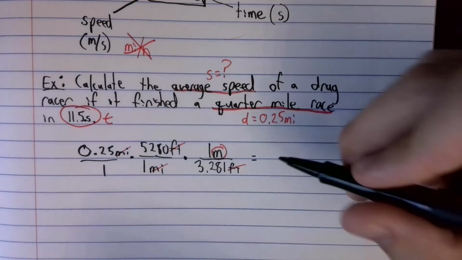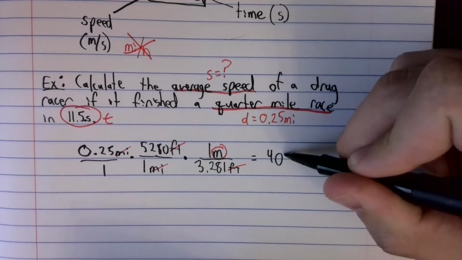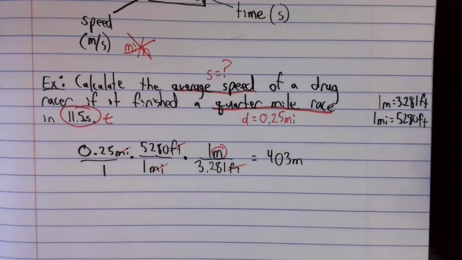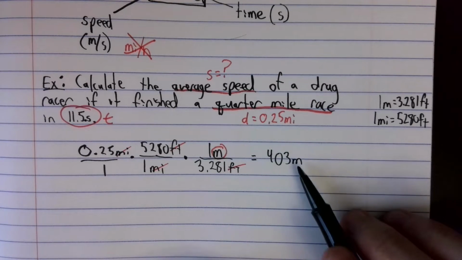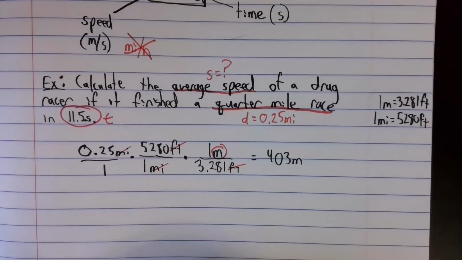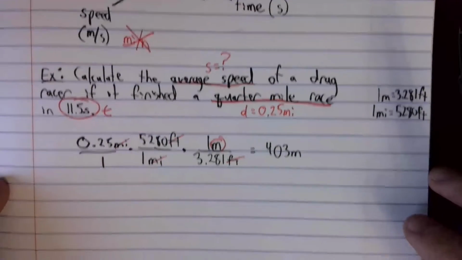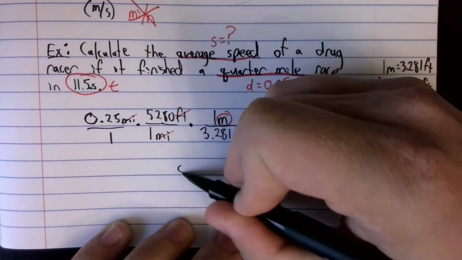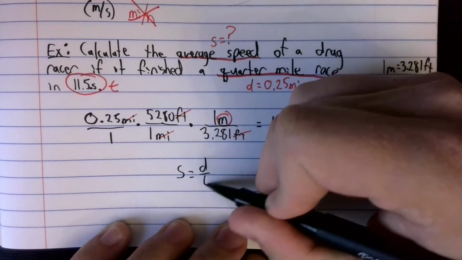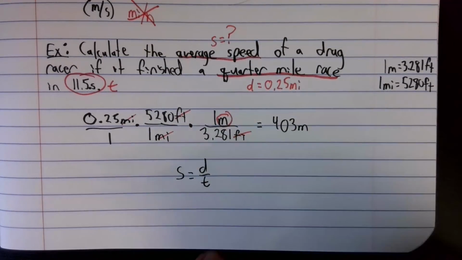If you've got a calculator handy, it will be useful to practice. So there's our distance. Our distance is 403 meters. Our time is 11.5 seconds. We're trying to calculate speed. So finally, we can actually use the equation, the point of the day. We can actually use the equation we're supposed to. Speed equals distance over time.